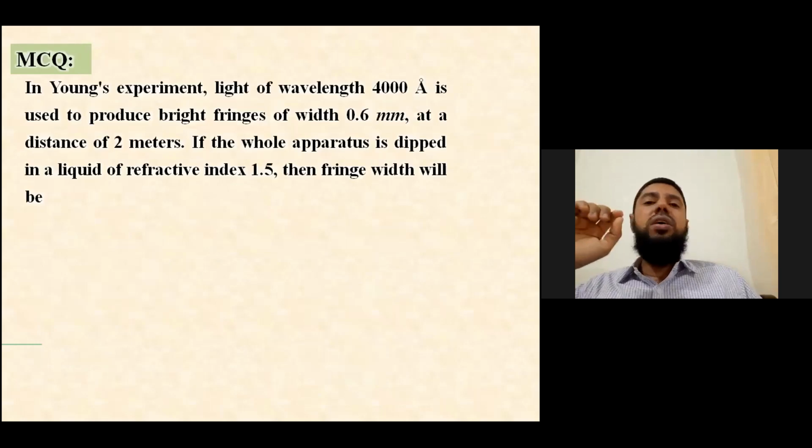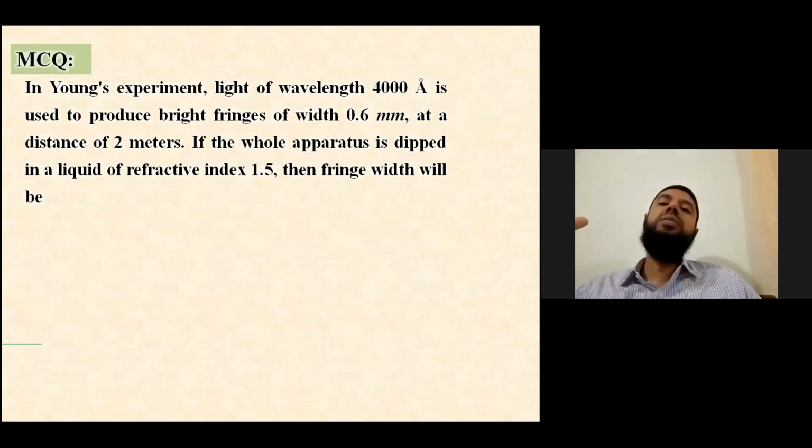In Young's double slit experiment, the light of wavelength 400 angstrom is used to produce bright fringes of width 0.6 millimeter at a distance of 2 meters from the slits. If the whole apparatus is dipped in a liquid of refractive index 1.5, then the fringe width will be.